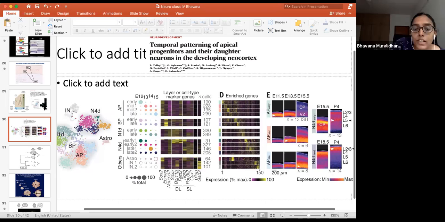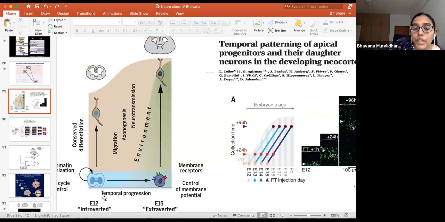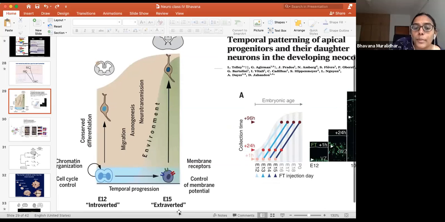Across time, the progenitor itself goes from an introverted to an extroverted cortex. Which means genes like chromatin organization and cell cycle control are more active in this progenitor. And as the progenitor becomes E15, more membrane receptors and control of membrane potential kind of genes come up. So now this progenitor is ready to take on the environment and integrate inputs from the environment as it becomes a neuron.